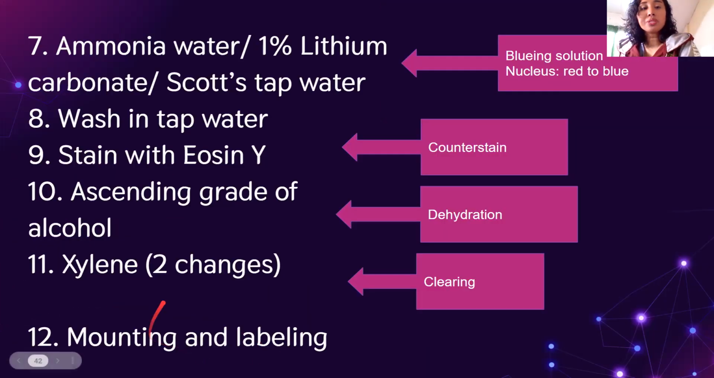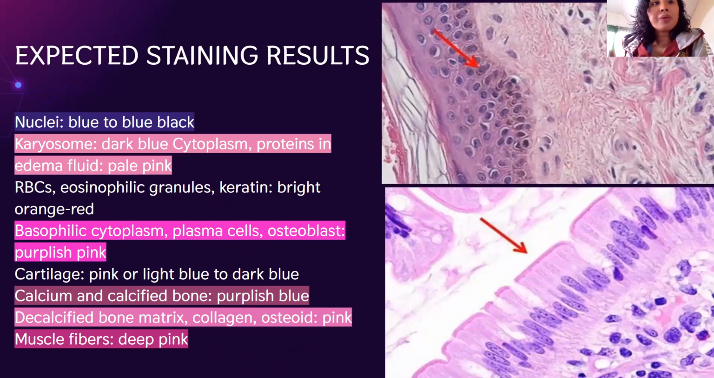And mounting and labeling. Here, guys, we use a cover slip and a mountant, to store, to immortalize our tissue slide. Class, kailangan matanggal yung tubig para walang water droplets sa final end product natin. So expected staining result: guys, the nucleus should turn blue or blue-black. Cytoplasm, pale pink.